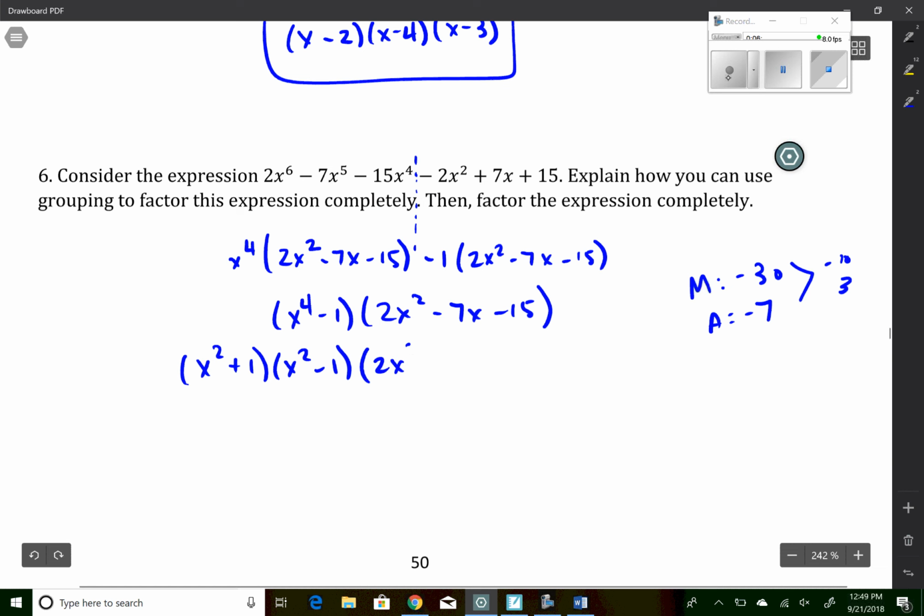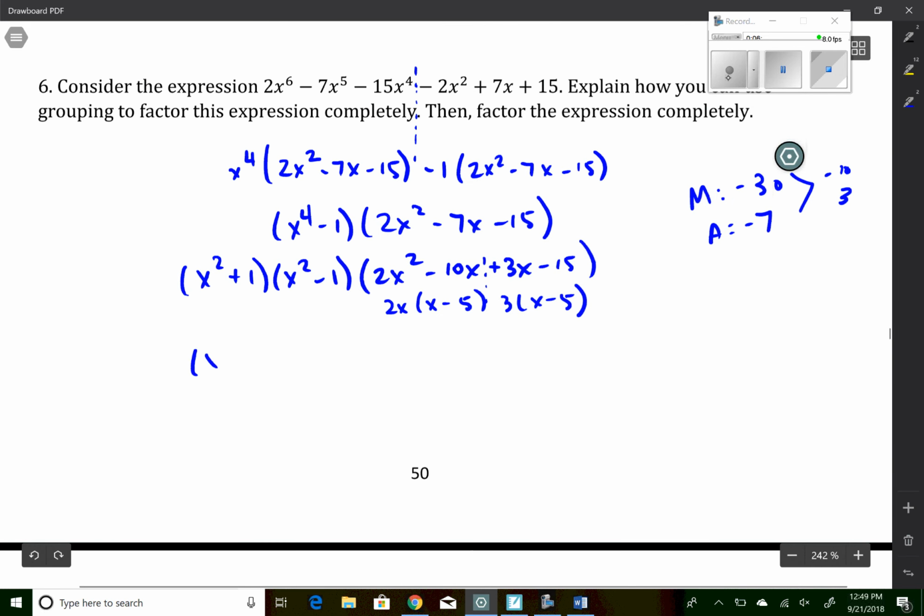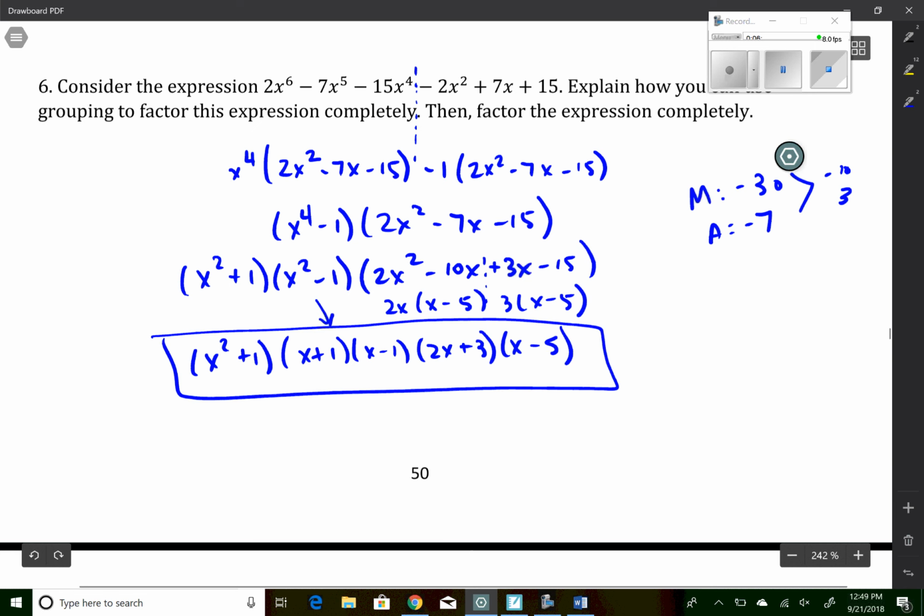So I'm going to make this 2x squared minus 10x plus 3x minus 15. Do my grouping here, 2x, leaving me with x minus 5, 3, leaving me with x minus 5. So then I'm going to get factors of x squared plus 1, that can't be changed, x plus 1, x minus 1, because I can factor that expression, 2x plus 3, and x minus 5. Look at all those factors.